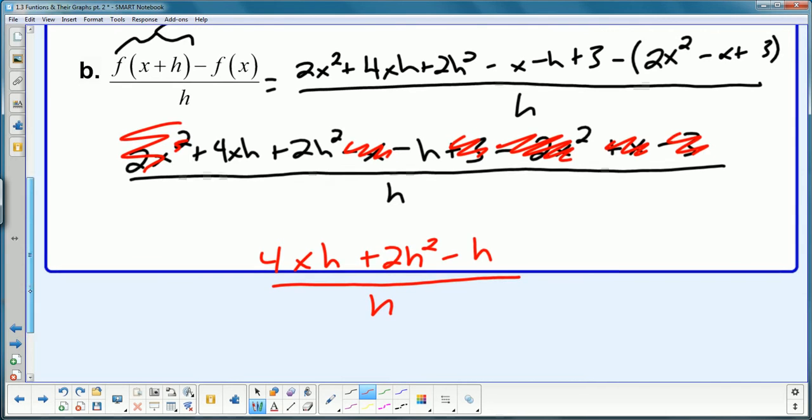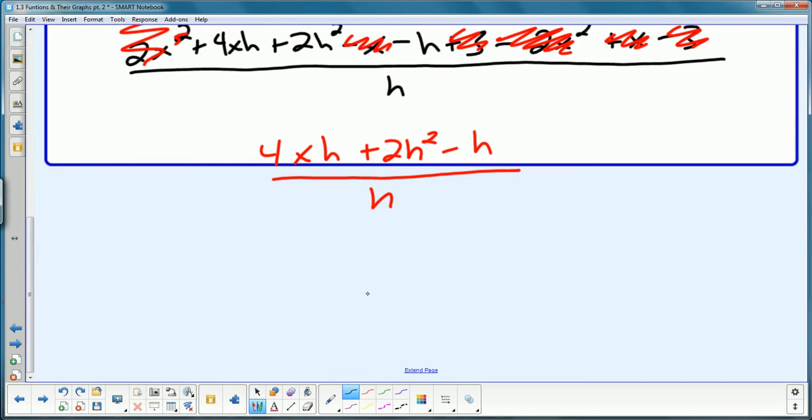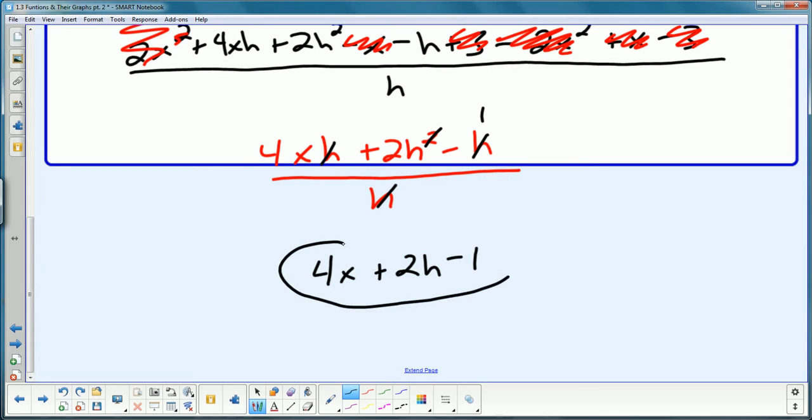And since every piece has an h now, these will cancel out. Only one of these h's cancels out, and this would become a 1. So we end up with 4x plus 2h minus 1, and this is what is called our difference quotient.